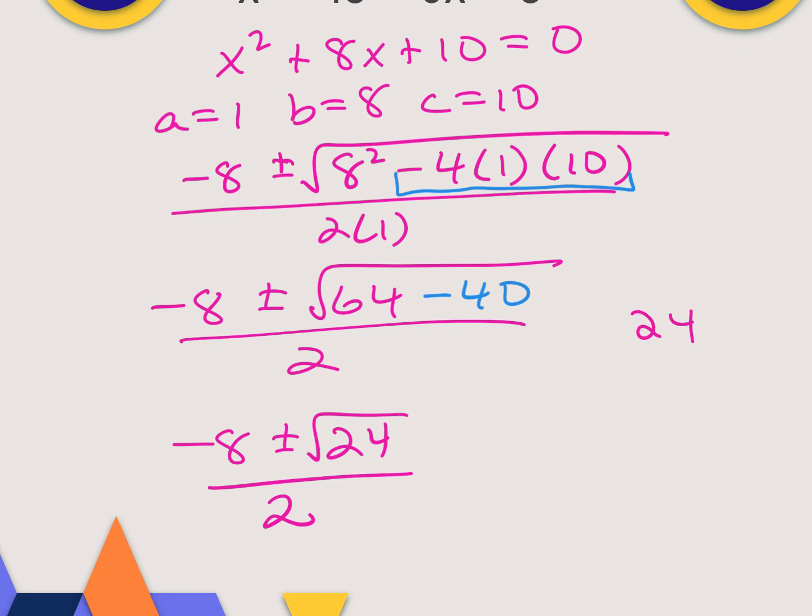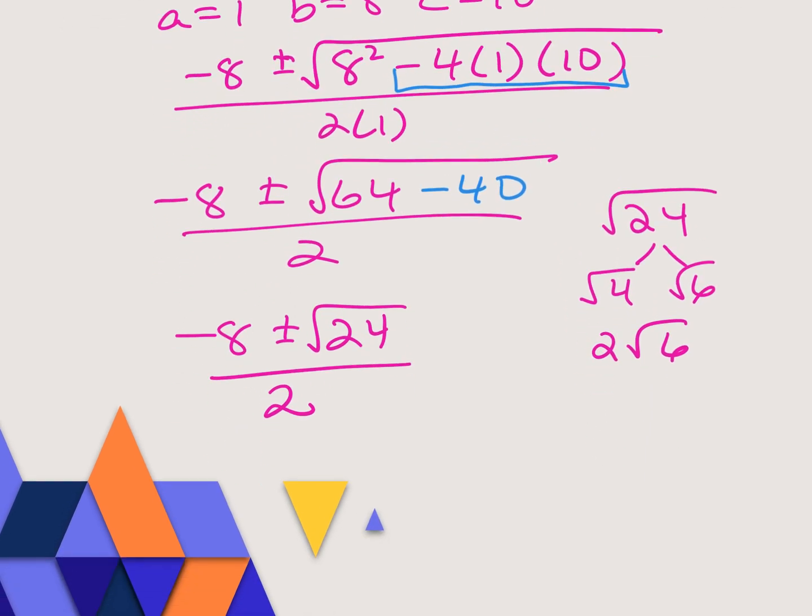So 24, factor tree here. Whatever you want to start with, I'll do 4 and 6. I always try to find a factor that's a perfect square. If I'm good at recognizing them, square root of 4 is 2. Factors of 6 are just 2 and 3, no pairs, leave it alone. Negative 8 plus or minus 2 square root 6 over 2.